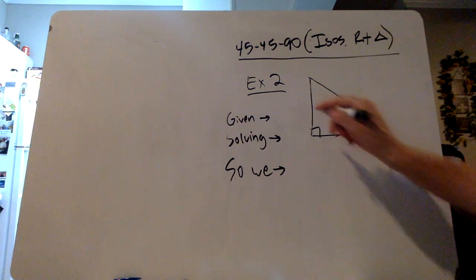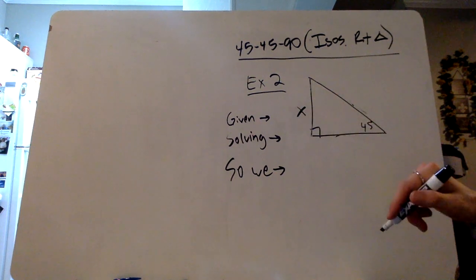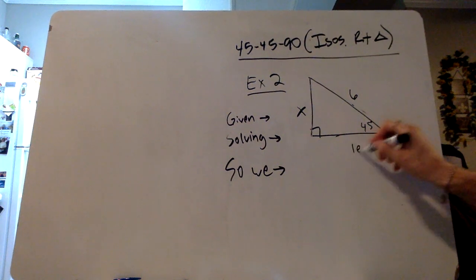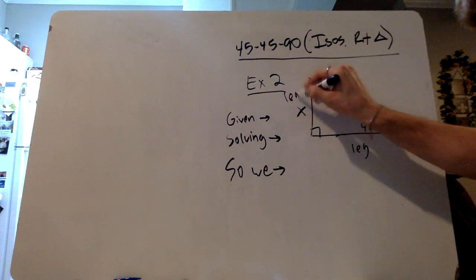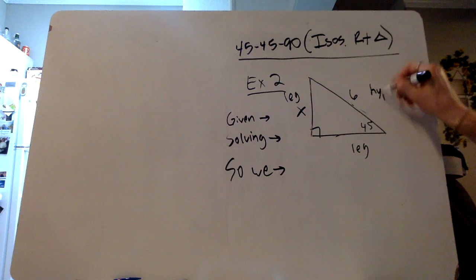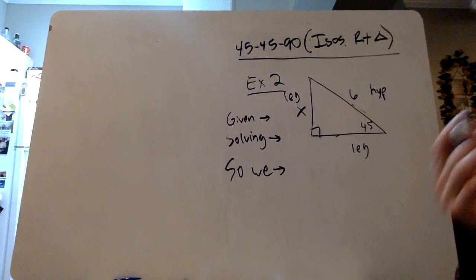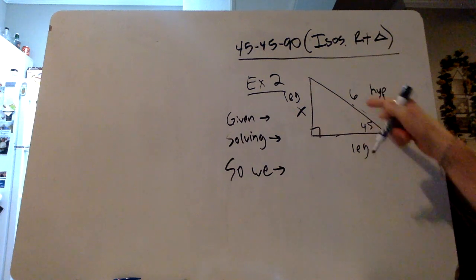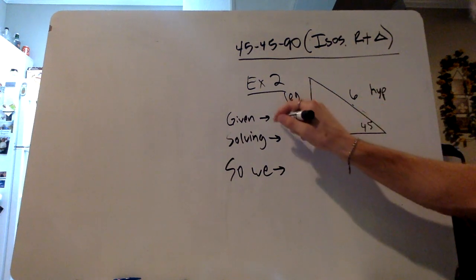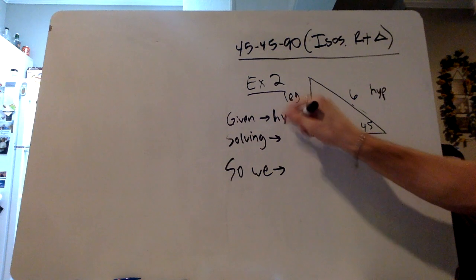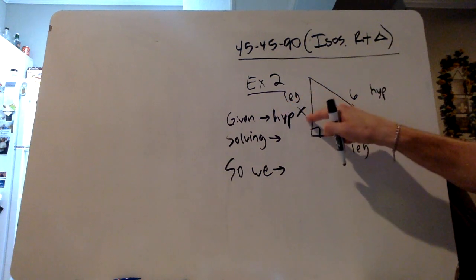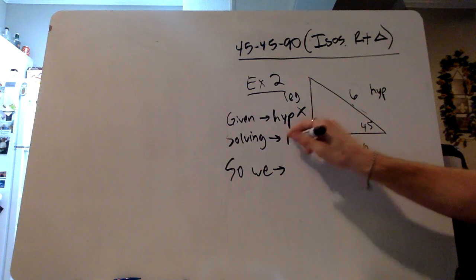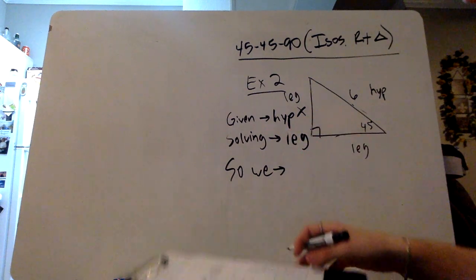Next problem. This time I flipped it up on you. Here I put the x over here. Here is my 6. So this is still my leg, this is still my leg, and this is still my hypotenuse. This time, what are we given? The hypotenuse, which is 6. So I'm going to put given the hypotenuse. This time we're solving for the leg, because that's where x is. Again, this is example 2. Solving for leg. Go back to your chart.